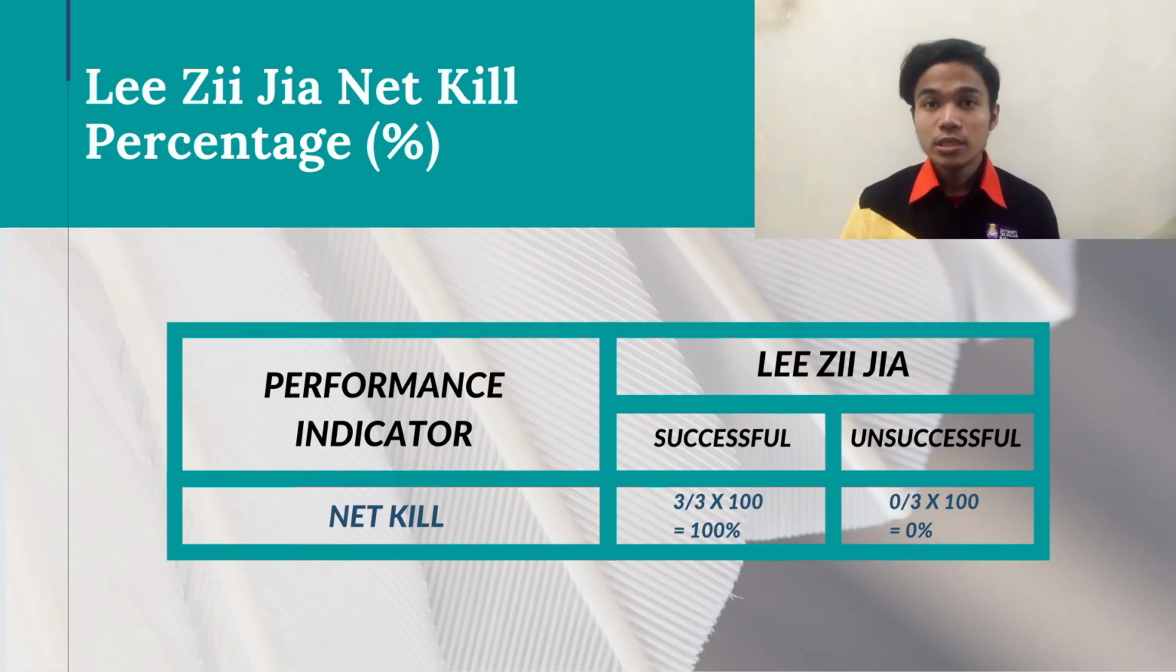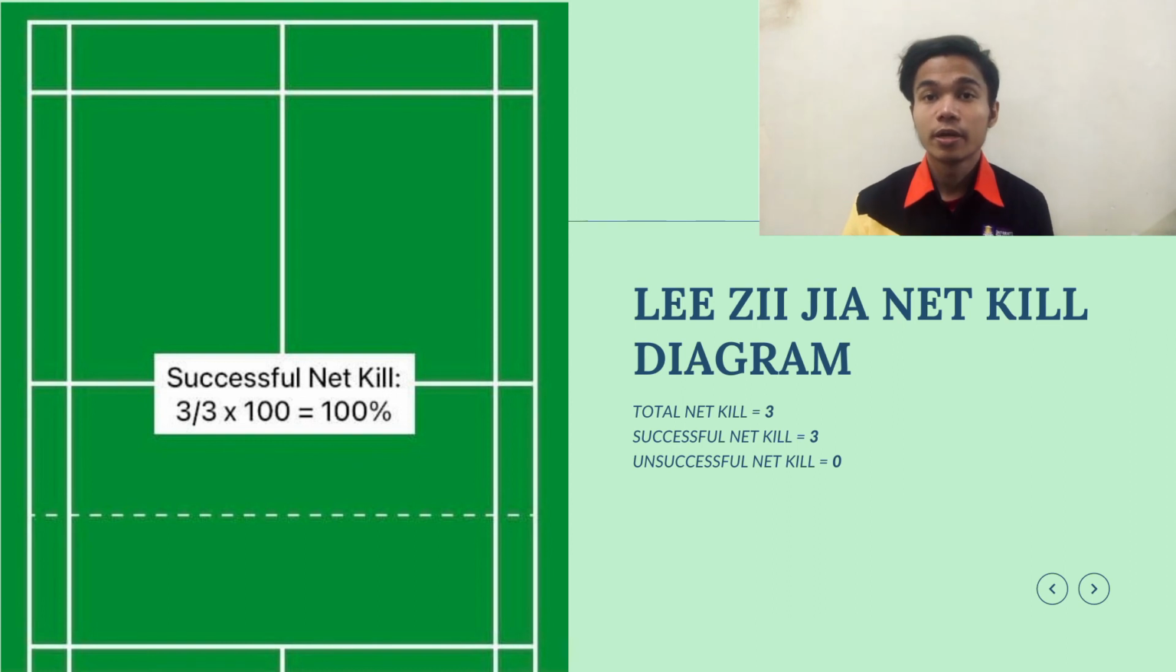Next, this is Lizizia's net kill percentage. He made 3 successful net kills, which is 100% of the total net kill tries during the match. Okay, the diagram shows that Lizizia made a total of 3 net kills that he got to secure the point from the opponent.